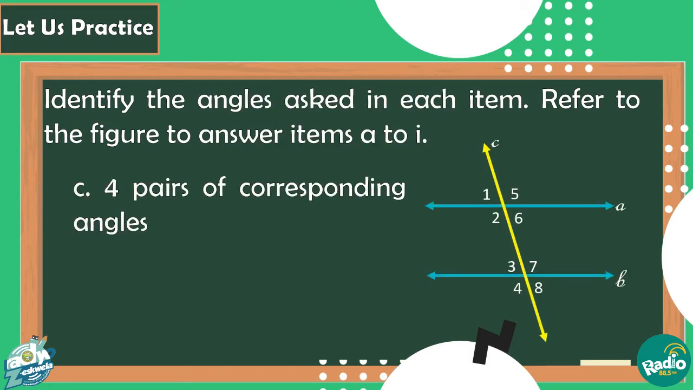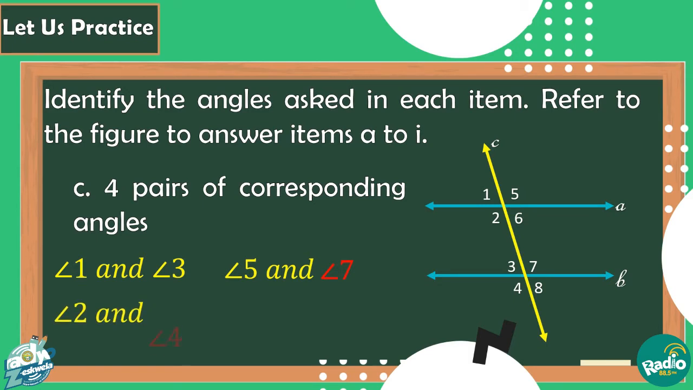Letter C. Give the 4 pairs of corresponding angles. We have angles 1 and 3. How about angle 5? What is the corresponding angle, or what is the pair of angle 5? We have, great, angle 7. How about angle 2? That's angle 4. And last pair, we have angle 6 and, great, it's angle 8.